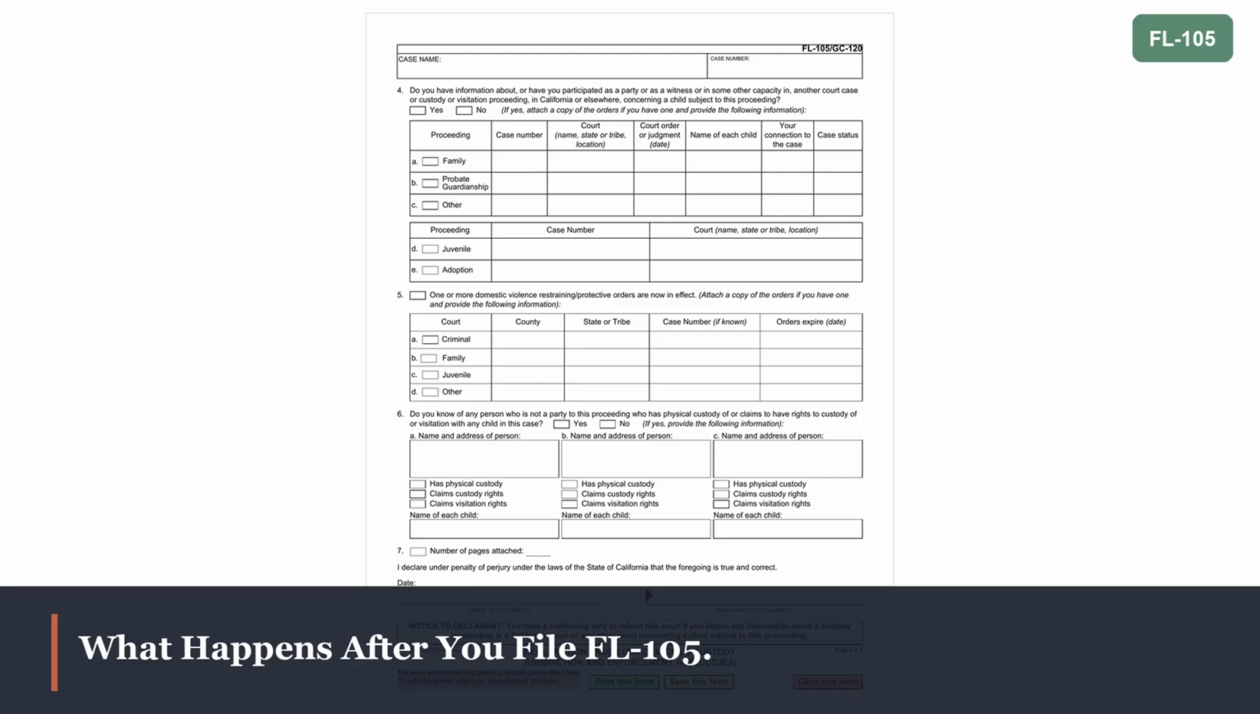Once filed, the court uses the residence history you provided to confirm it has jurisdiction before making any custody orders. If the history shows the children have significant connections to another state, or if another custody case is already pending elsewhere, the court may need to resolve that jurisdictional question before it can proceed.